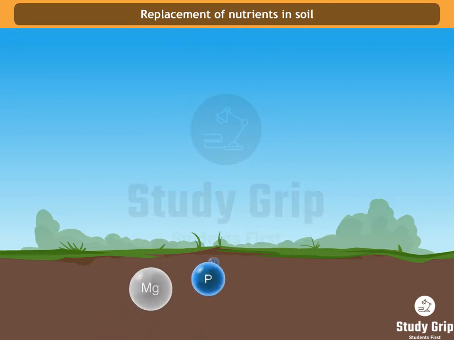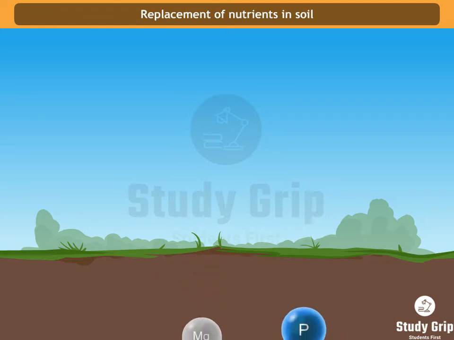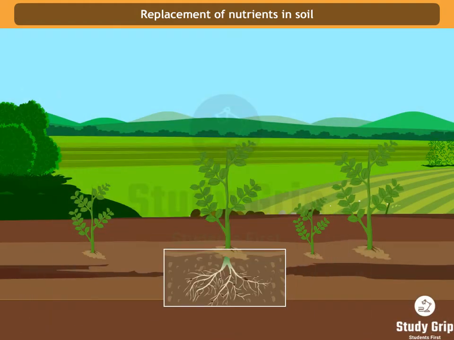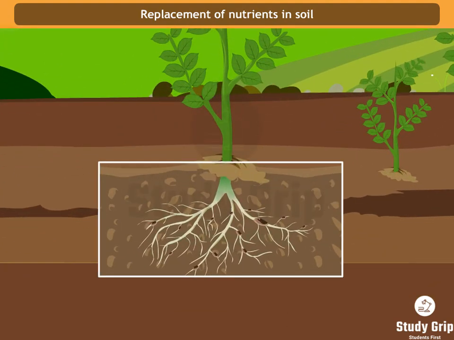Fertilizers and manures contain plant nutrients such as nitrogen, potassium, and phosphorus. These nutrients need to be added from time to time to enrich the soil. Nitrogen is present in abundant amount in the atmosphere, but it cannot be utilized by the plants.